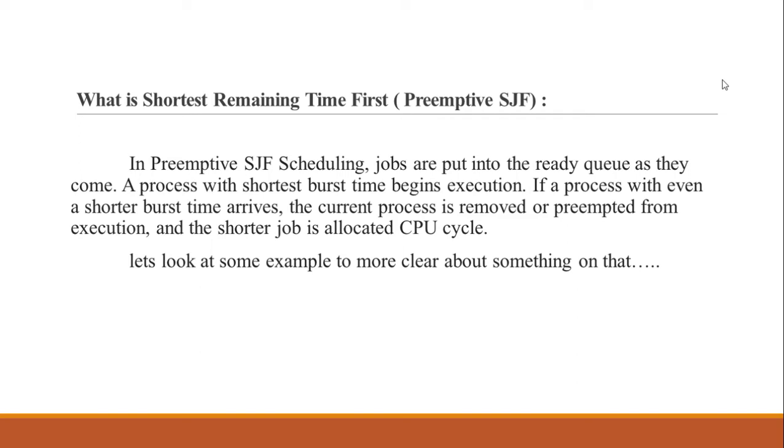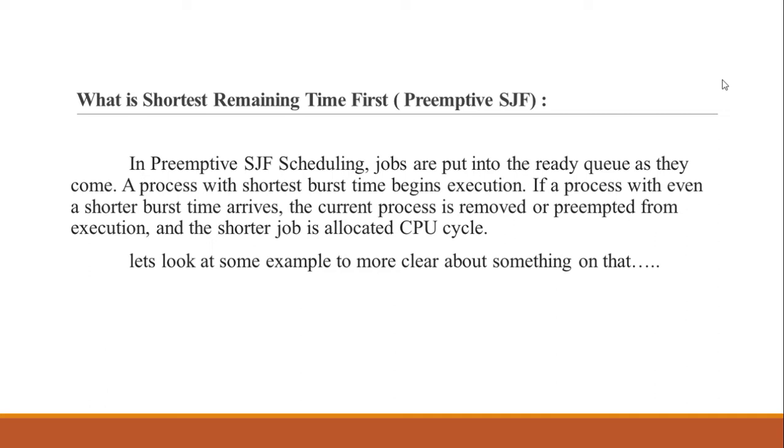Before we see this, we need to know what non-preemptive and preemptive mean. Non-preemptive means the selected process is executed completely without any interruption. In preemptive, we can remove the process while it is running on the CPU based on some conditions. This is known as an interrupt.